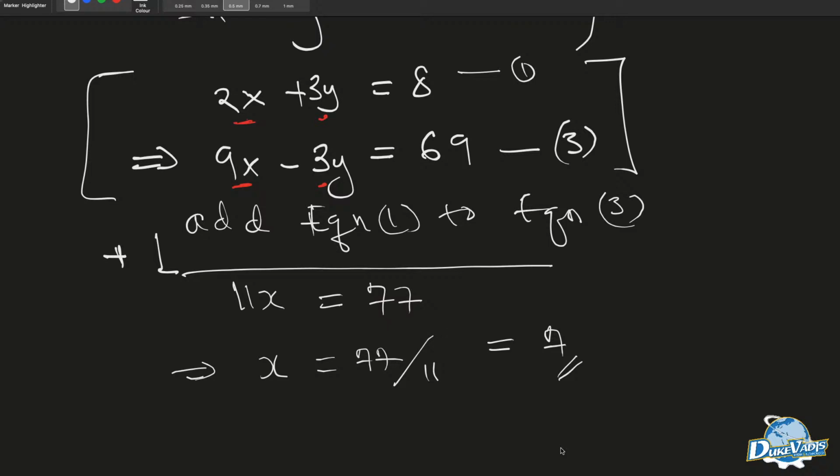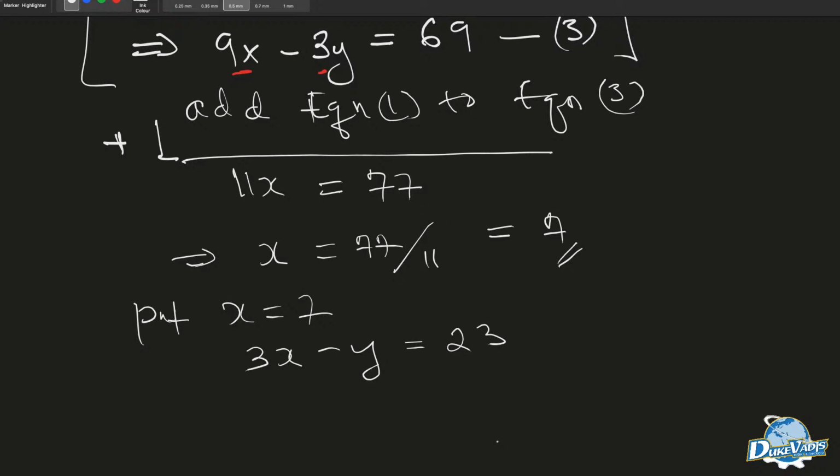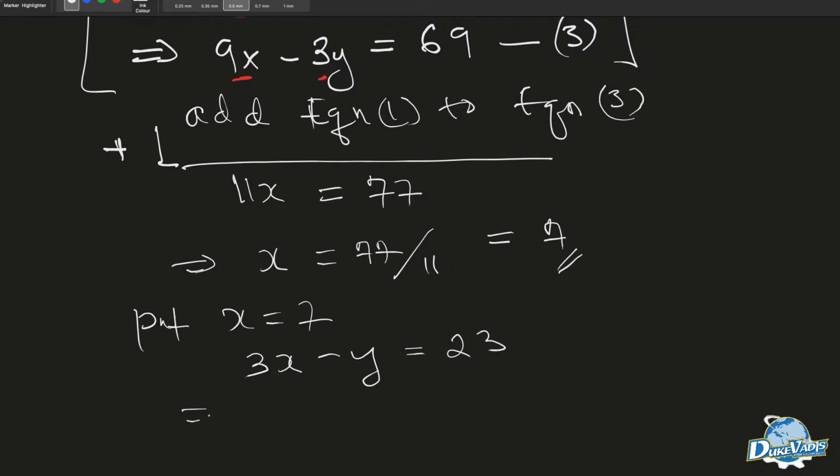It's beautiful. So now we can substitute. We can put x equal to 7 in any of the equations to solve for the value of y. So if I take the first equation, which is 3x minus y is equal to 23, it's going to be 3 multiplied by 7 minus y is equal to 23.